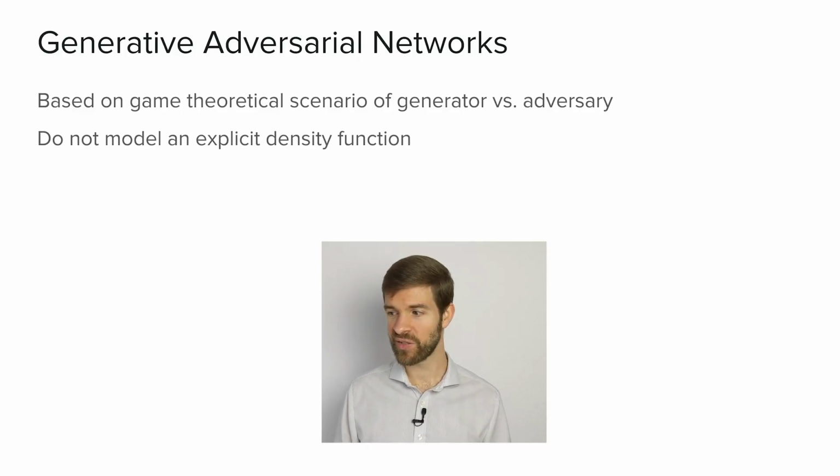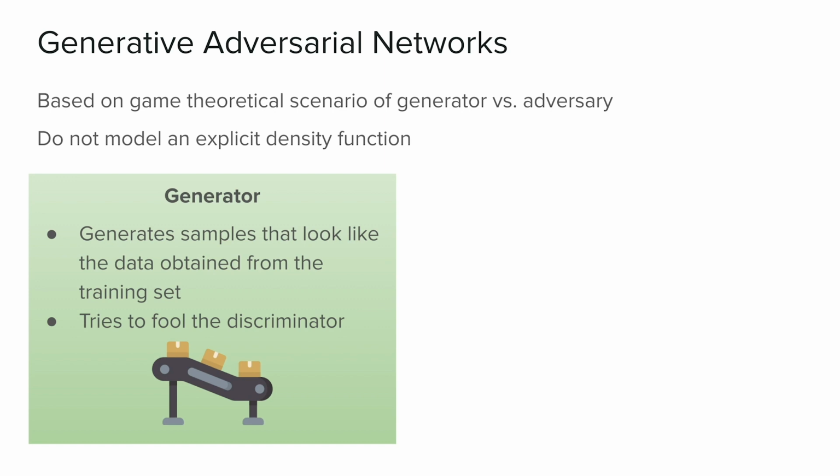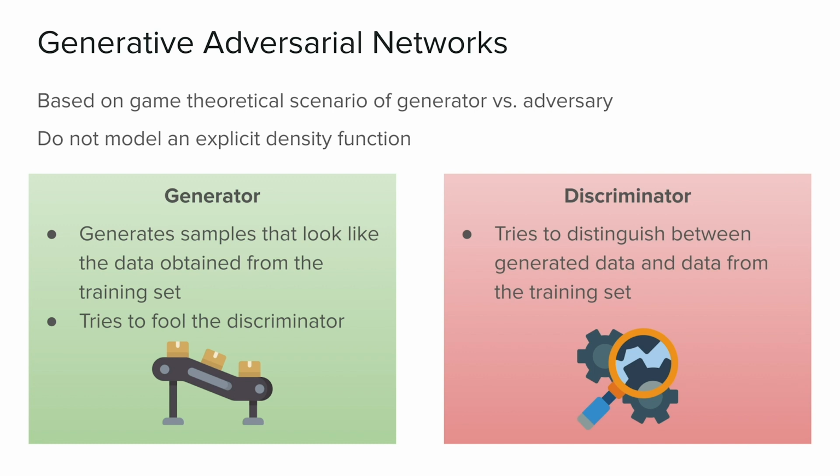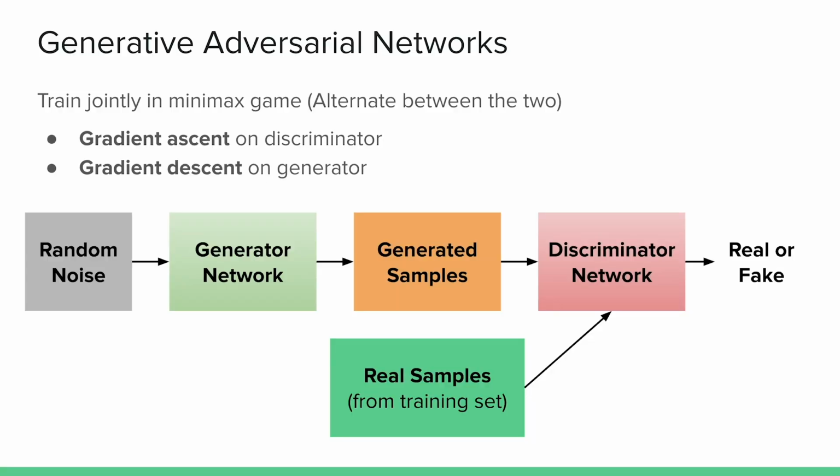So we're not modeling an explicit density function. What we're doing is that we're having a generator that generates samples that look like the data obtained from the training set. And it tries to fool the discriminator. It tries to produce samples that look as realistic as possible. And then the discriminator on the other side is doing the inspection and says, well, that sample is definitely from a different distribution. So you have this generator that tries to come up with samples that look as realistic as possible, and the discriminator who tries as hard as it possibly can to be able to distinguish between real samples and fake samples that were generated. And by letting those two opponents play against each other, we can train a neural network to do some really cool stuff.